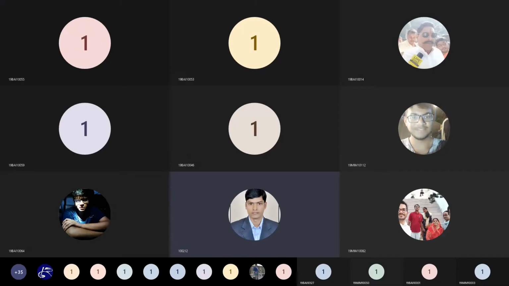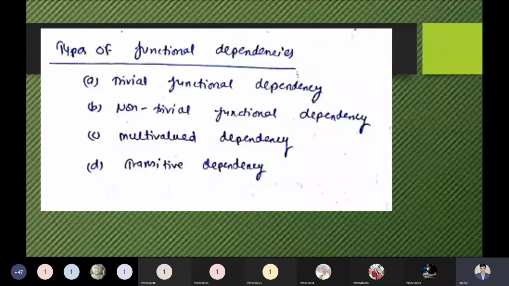We have an important and very interesting part. It is an example of functional dependency, and we will see this concept through the types of functional dependencies. From this point we have various terms: trivial, non-trivial, multi-valued, and transitive dependencies.